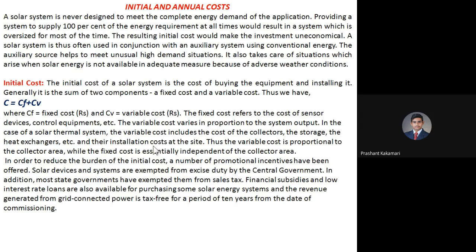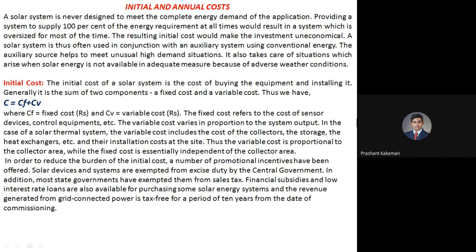Generally it is the sum of two components. In this initial cost, we spend on the cost based on fixed materials and the cost on variable components. The fixed cost refers to the cost of, for example, a device used to convert solar light to thermal or light to power, like sensors or devices in a home, or some control equipment connected to the home to supply the power. For installing or standing these systems, we need some fabrication also. So these are fixed costs which we cannot overcome.